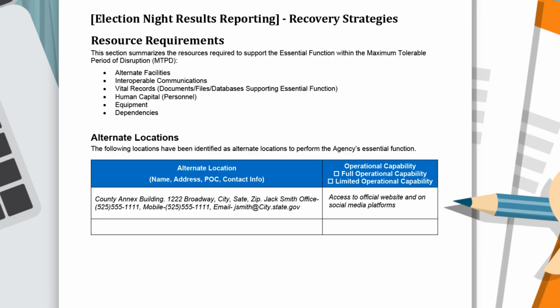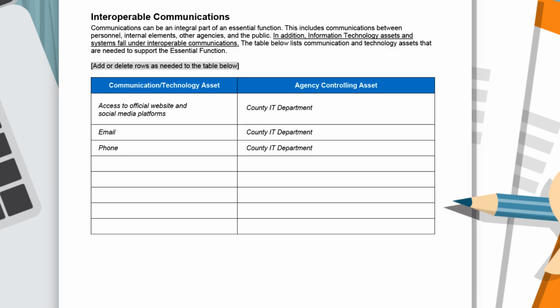List the name, address, and point of contact for alternate locations where the essential function can be performed. In this scenario, another building has been identified as an alternate location for processing election results. List the technology or communications tools needed to support the essential function. In this case, the county's official website, social media accounts, email account, and phone number are listed.